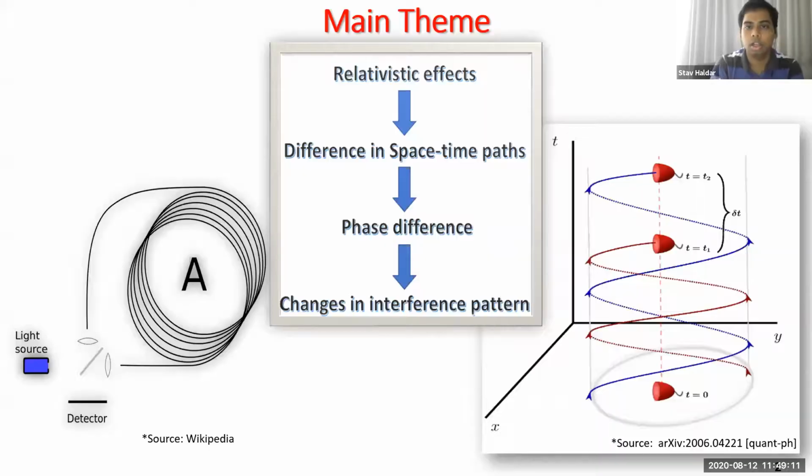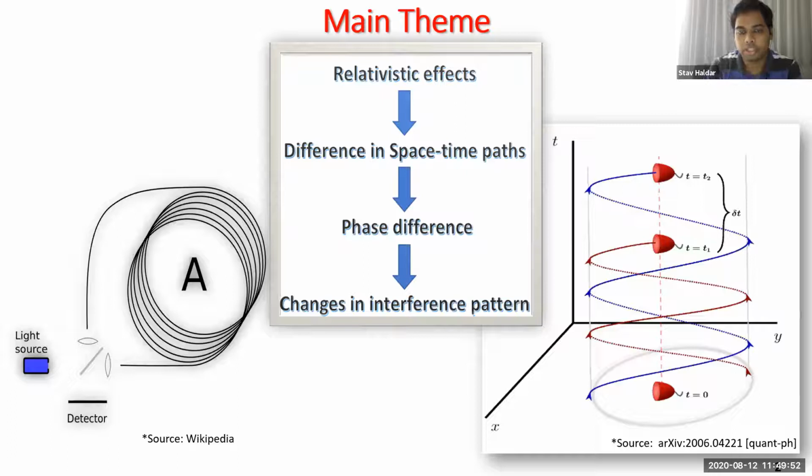So the main theme, or a very short summary of whatever I'm going to say, is the following: that we have these relativistic effects, which are both special relativistic and general relativistic effects, which come into play if you have very sensitive interference experiments, quantum interference experiments.